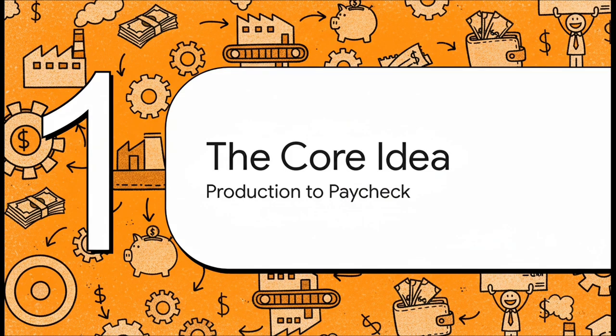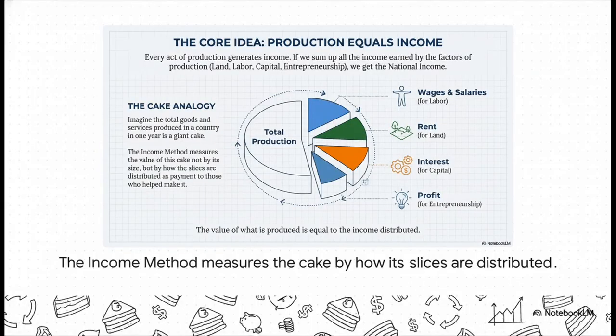The entire income method is built on one really elegant idea. For every dollar of stuff we produce, that same dollar has to end up as income in someone's pocket. It's a perfect circle. And this cake analogy nails it. Just imagine a country's entire economic output for 1 year is one gigantic cake. Now, instead of just measuring how big the cake is, the income method asks, who gets the slices?